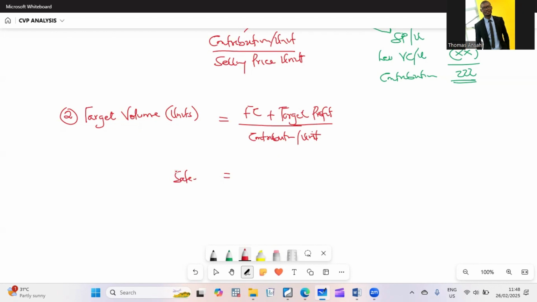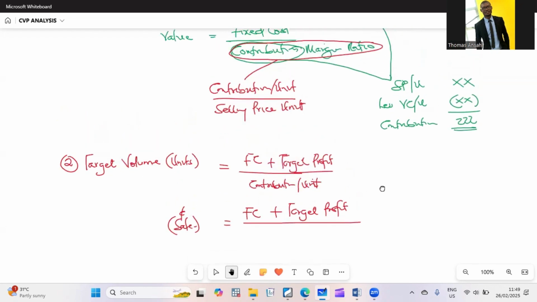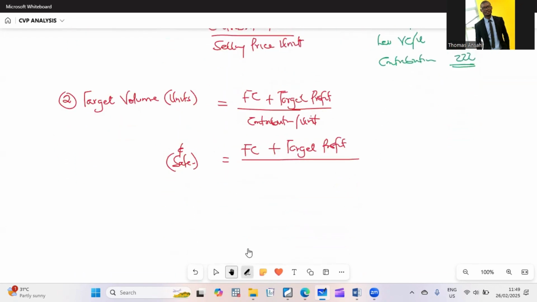So here, if you want the answer in revenue, in money terms, then it is going to be your fixed cost plus the target profit, all over what? Because it is in money terms, like you saw here, the contribution margin ratio. So I'm going to write the CM ratio. All right. So basically, that is that.